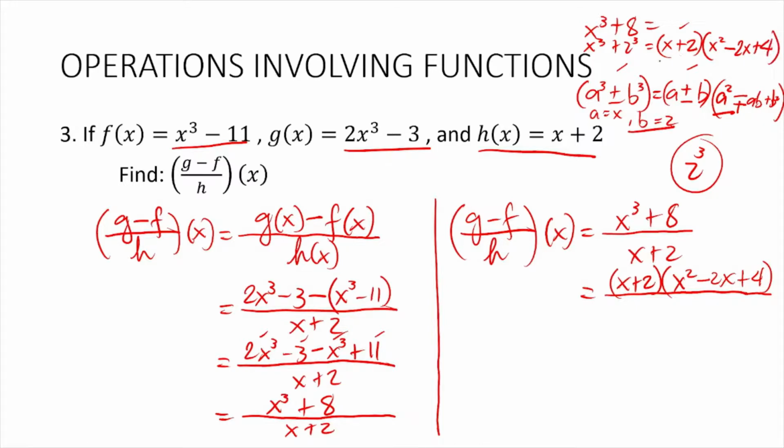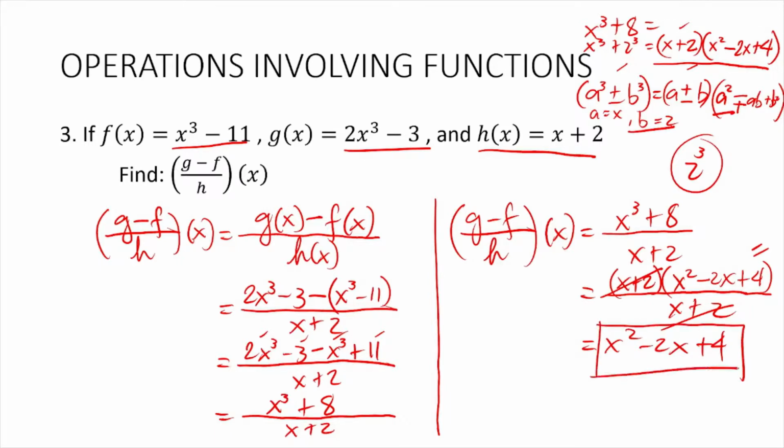Okay, so this is why we have x plus 2 multiplied by x squared minus 2x plus 4. All right, and then this is all over x plus 2. Okay, so as you can see, we can cancel out x plus 2. So we are left with x squared minus 2x plus 4, and this is not factorable in this case. So we say this is the final answer. Okay.